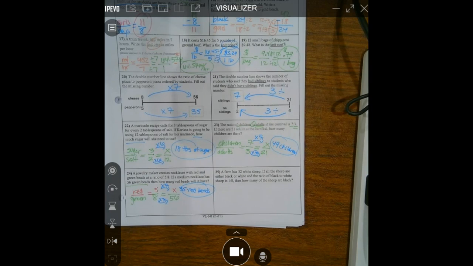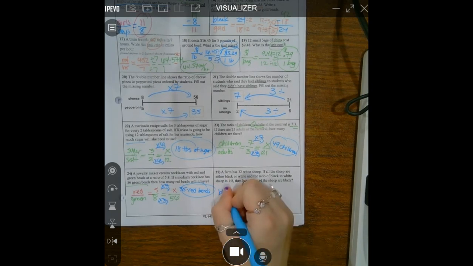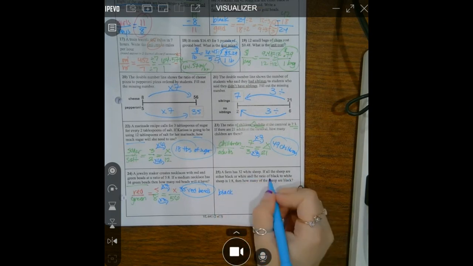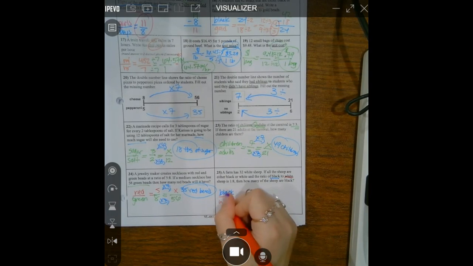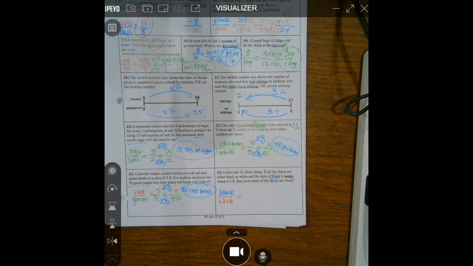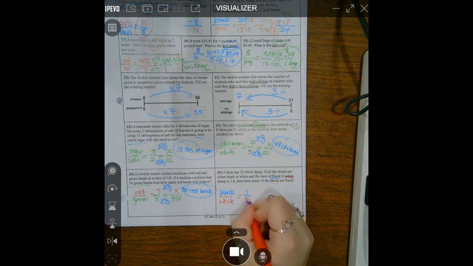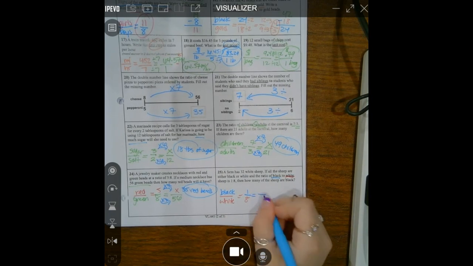Okay, last one for this page. It says a farm has 32 white sheep. If all the sheep are either black or white, and the ratio of black to white is 1 to 8, then how many of the sheep are black? Okay, so black, it says the ratio of black to white. So the top is black, the bottom is white, which means the first number here is representing the black, and the second number in that one is representing the white. So there's my first one.